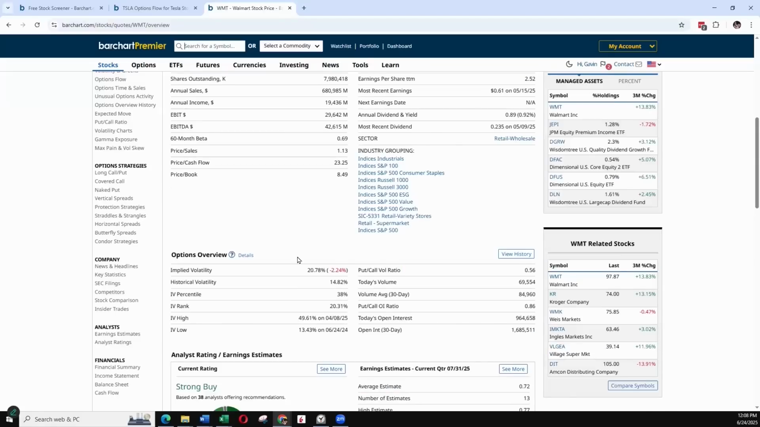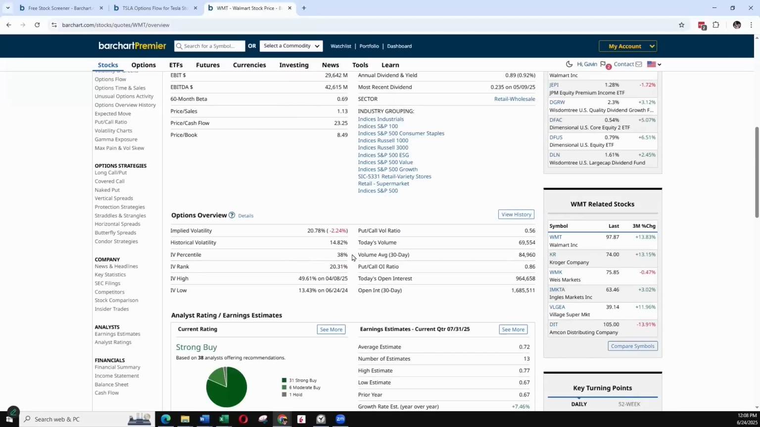I'll also scroll down and just have a quick look at the implied volatility percentile, which was also on our screener results, but I can see here 38% IV rank of 20. It's a little bit low for selling options, but it's still acceptable.